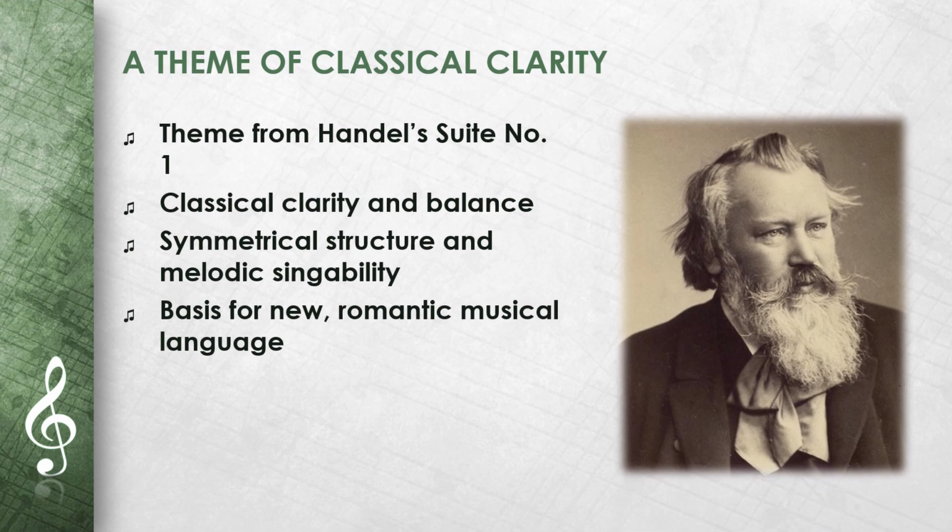The theme that Brahms chose for his variations comes from the Suite No. 1 in B-flat major for harpsichord by George Friedrich Handel, the great master of the Baroque. It is a simple but memorable theme of classical clarity and balance, characterized by its symmetrical structure and melodic singability. Brahms immediately recognized the potential of this theme for a series of variations and made it the basis for a work that expresses the essence of Handel's art in a new, romantic sound language.